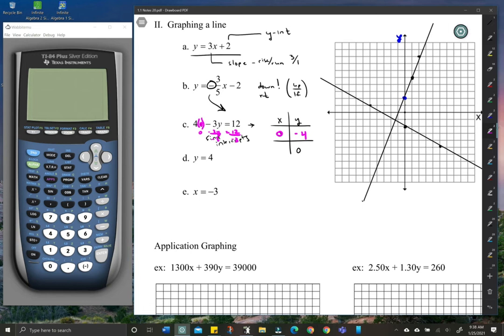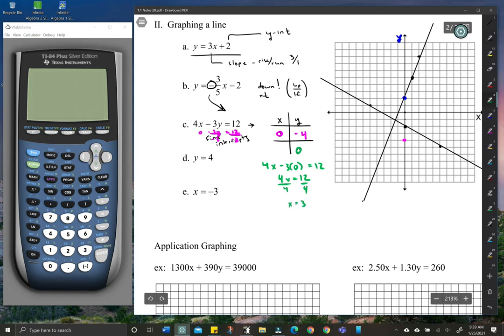The other point is going to be 0 in for y. So it's 4x minus 3 times 0 equals 12. We write that here. And that means 4x equals 12. And divided by 4, x equals 3. So 3 on the x-axis. And we're going to connect those. It's pretty good.